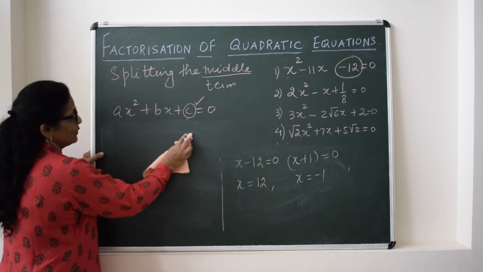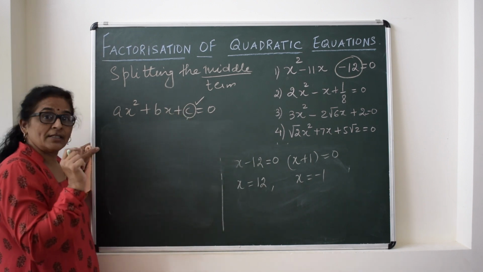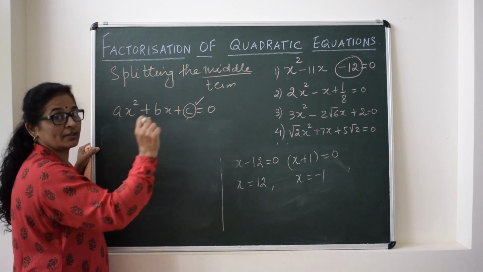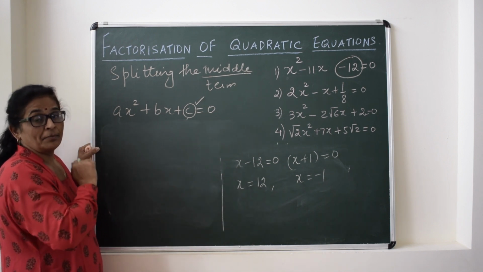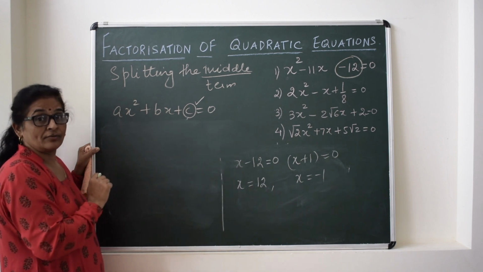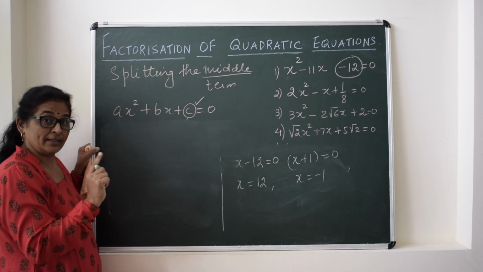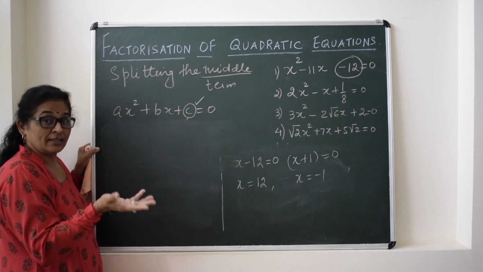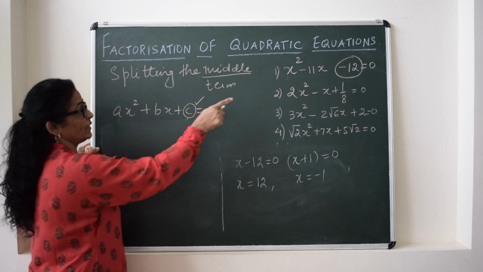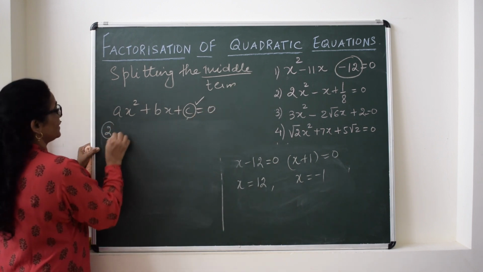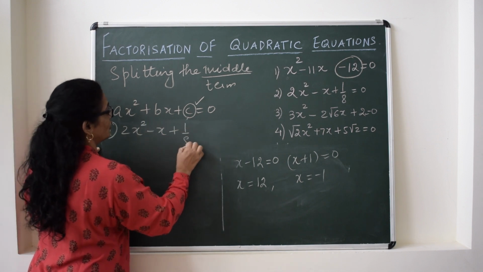At the same time, if we see the question and there is any denominator in any of the terms, we will try to remove that denominator by multiplying the whole equation with the LCM of the denominators. If it is one denominator, fine; if more than one denominator, then we will multiply by the LCM of all the denominators. So let's take the second example, that is 2x square minus x plus 1 upon 8.